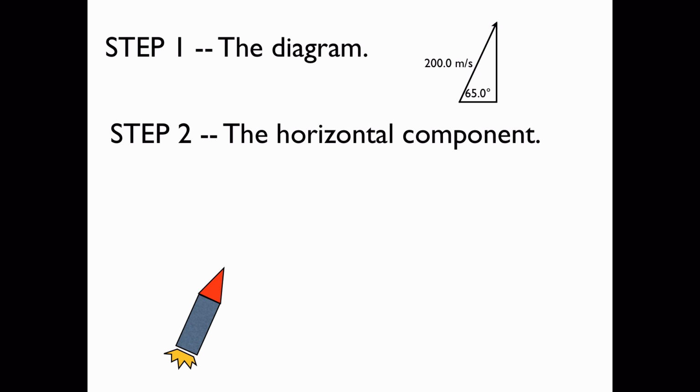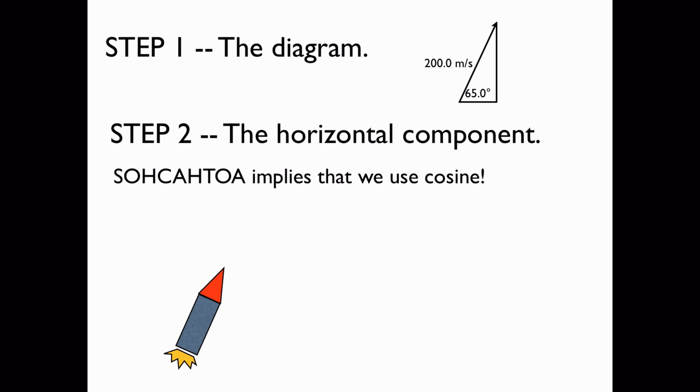First, we'll find the horizontal component. Now, if you don't know the helpful mnemonic SOHCAHTOA already, it would be useful for you to learn it now. It's a mnemonic for remembering the forms of the trigonometric functions. Reading it out, it says that sine of the angle is equal to the opposite over the hypotenuse, cosine is equal to the adjacent over the hypotenuse, and tangent is equal to the opposite over the adjacent.